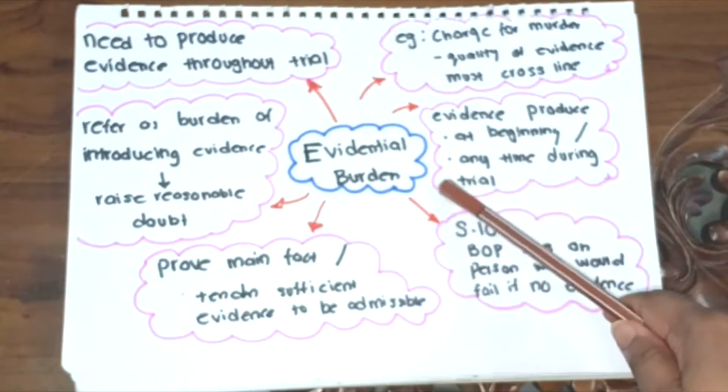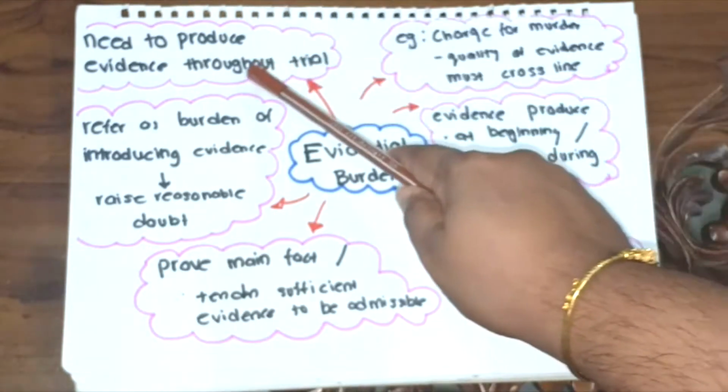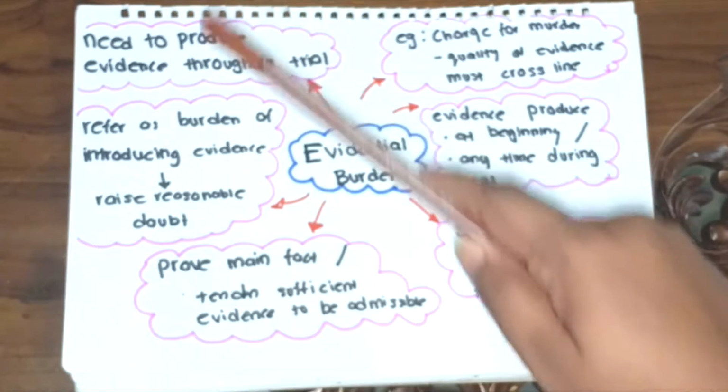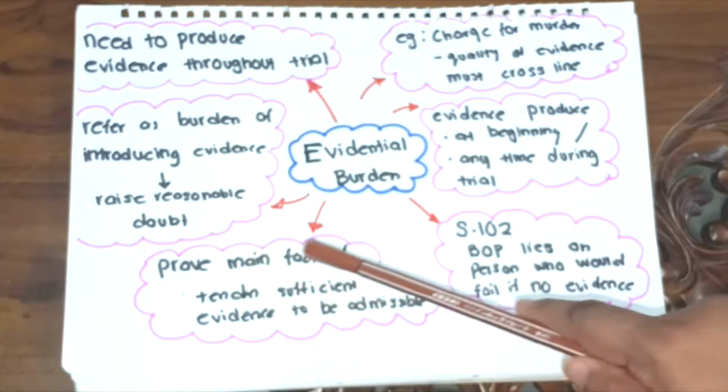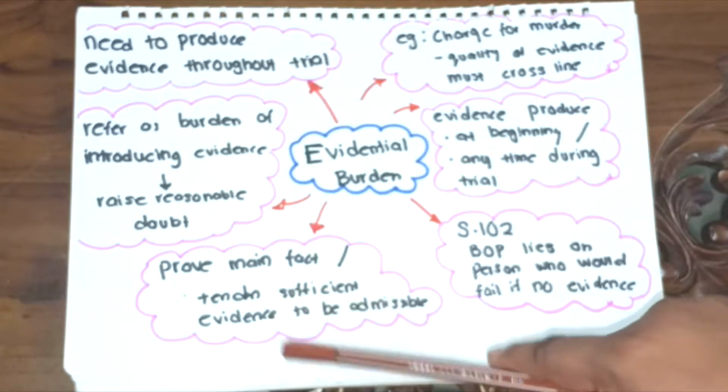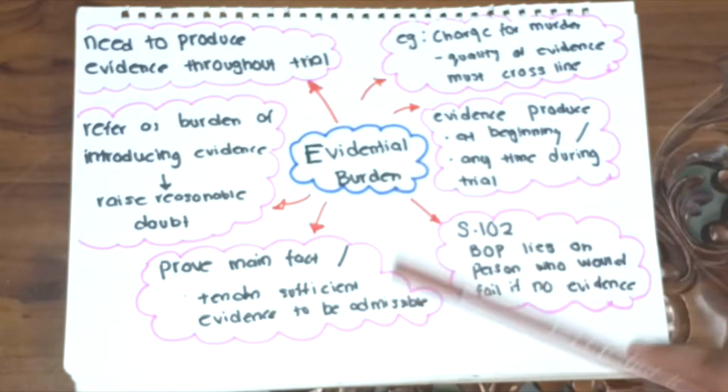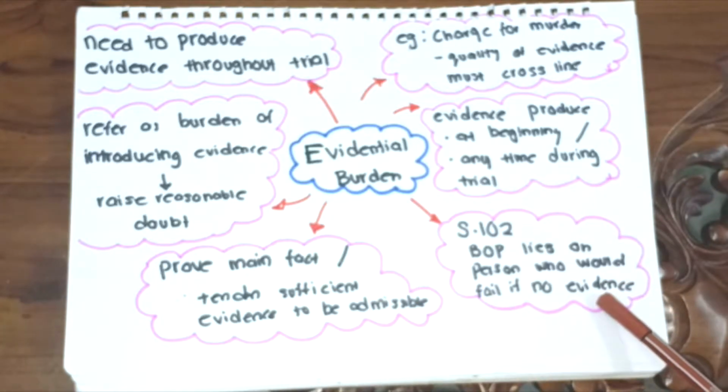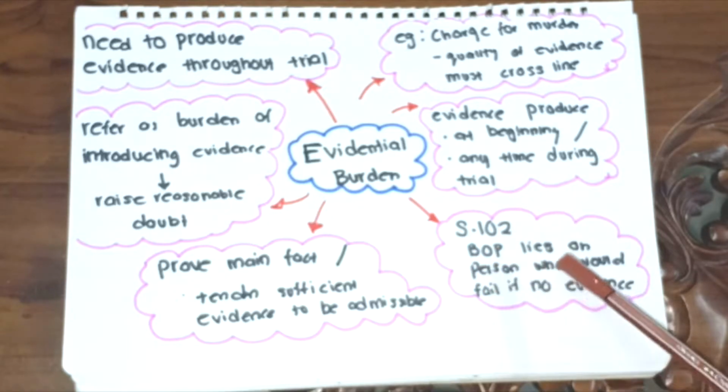Next, evidential burden. We need to produce evidence throughout the trial and then need to prove the main fact and tender sufficient evidence to be admissible in the court. Section 102 has stated that the burden of proof lies on the person who would fail if there is no evidence.